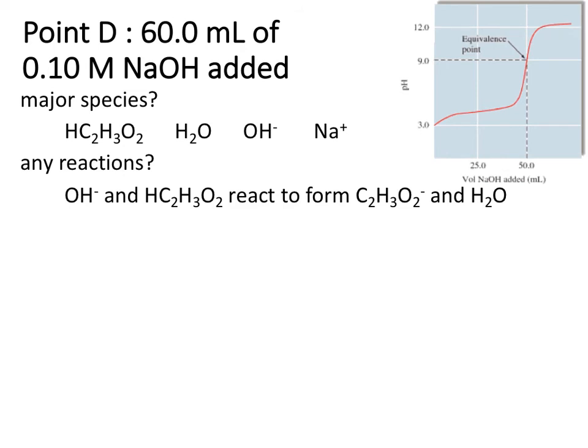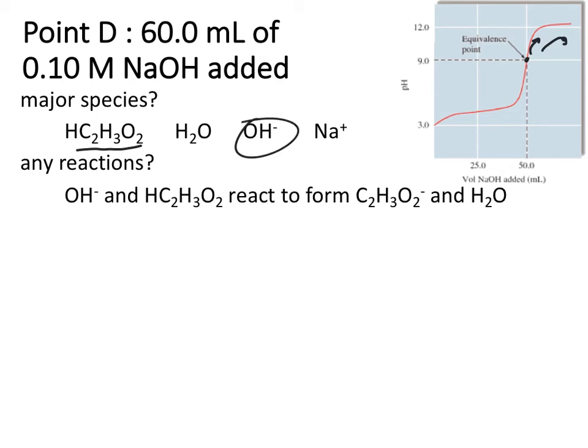All right, so at this point, we have now added 60 milliliters of 0.10 molar sodium hydroxide. We saw in the previous example that we had reached our equivalence point. So we know that as we continue past the equivalence point, there aren't going to be really any acetic acid molecules present. Okay, so the pH change that we're going to see for the remainder of the addition of sodium hydroxide is going to be based mainly on the presence of the hydroxide ion.